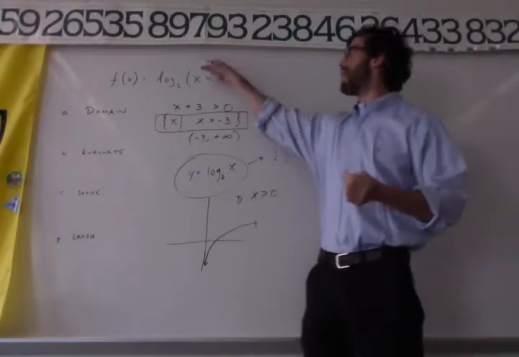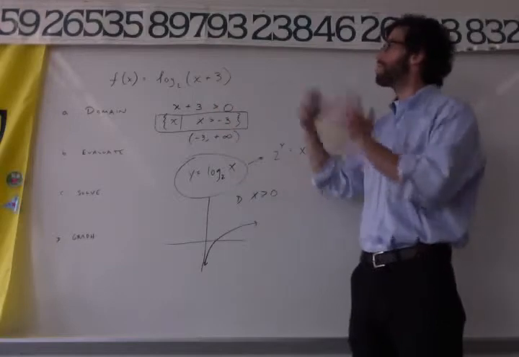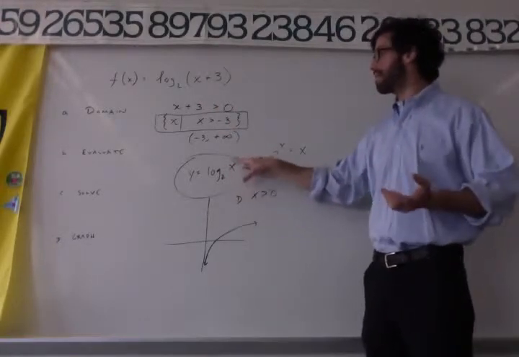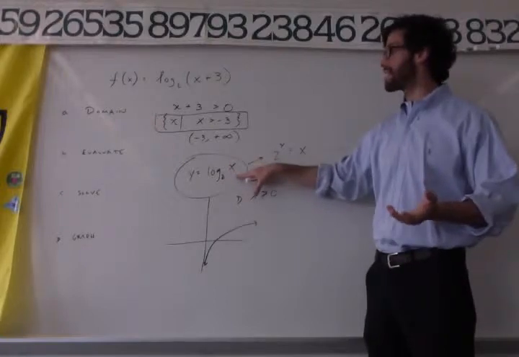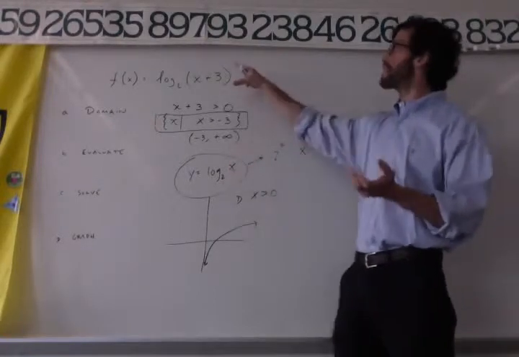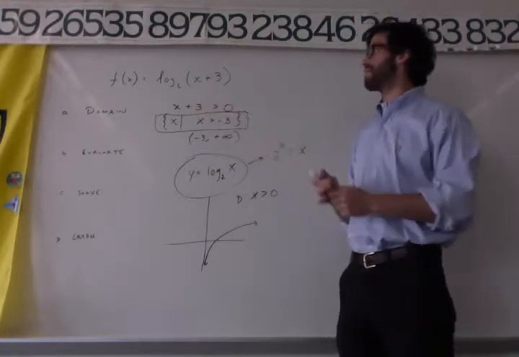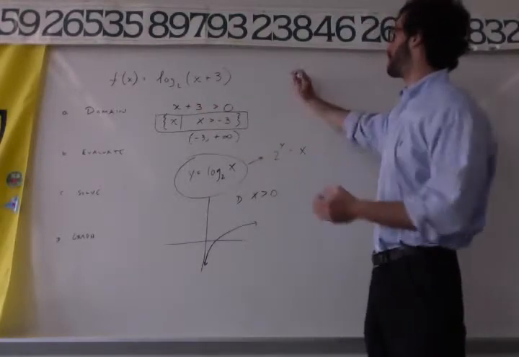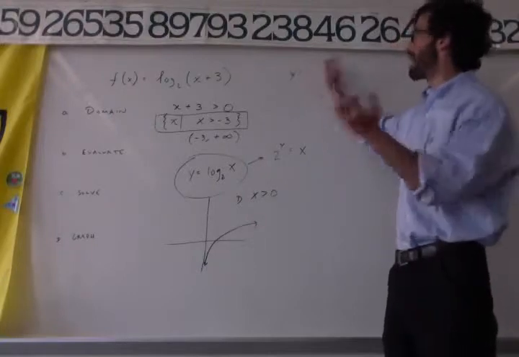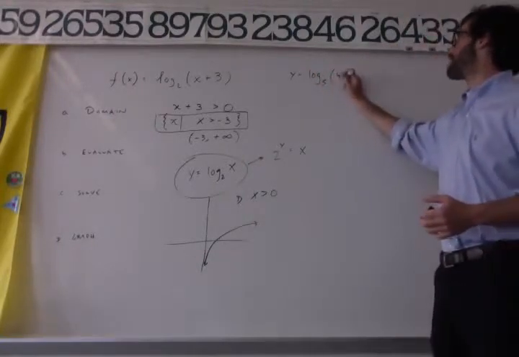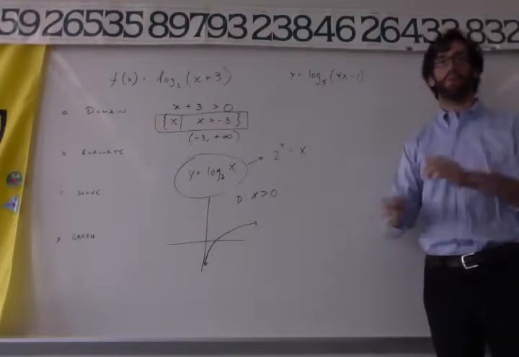But when the argument is not just x, in the general case, it's the argument that has to be positive. So if the argument is not just x, all we have to do is set that to be greater than 0 and then solve it. Like if the equation was f of x equals log base 5 of 4x minus 1, we would do the same thing.